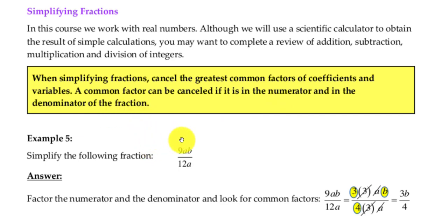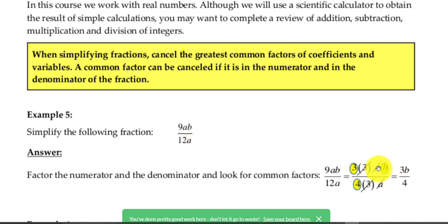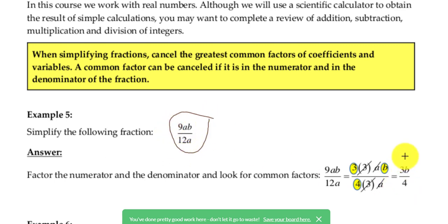So what they did here was pretty clever. They took the number 9 and rewrote that as 3 times 3. And they took 12 and they rewrote that as 4 times 3. Okay? And now you can see, I have the factor 3 on the top and the factor 3 on the bottom, so I can cross them out. I have an A on the top and an A on the bottom, so I can cross those out, and I'm left with just 3 times B on the top and 4 on the bottom. So this fraction, 9AB over 12A, simplifies to 3B over 4.